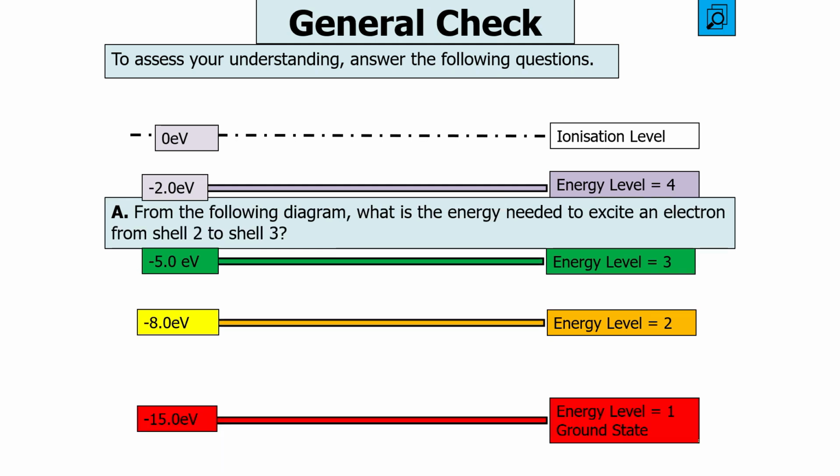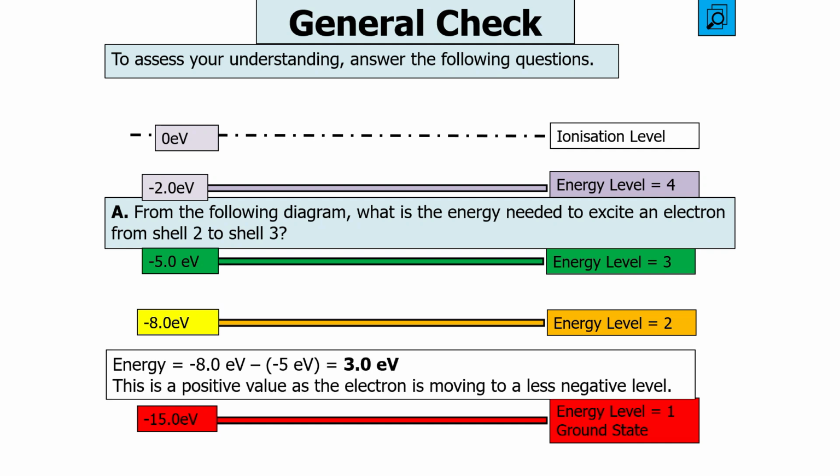From the following diagram, what is the energy needed to excite an electron from shell 2 to shell 3? Pause the video now, then unpause the video when you want to go through your answer. The answer is minus 8 eV minus minus 5 eV, leading to 3 eV, which is a positive value as the electron is moving to a less negative level.